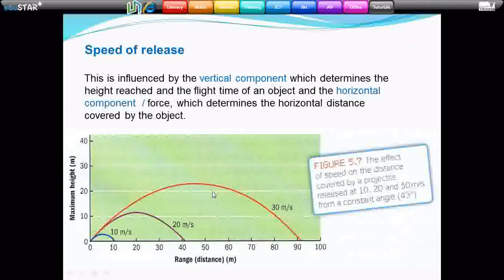So you could think about that in terms of a javelin throw. If you throw the javelin harder, you impart more force into the javelin and therefore increase the speed of release. You would expect the javelin to travel further through the air.